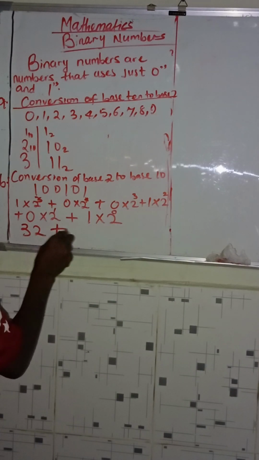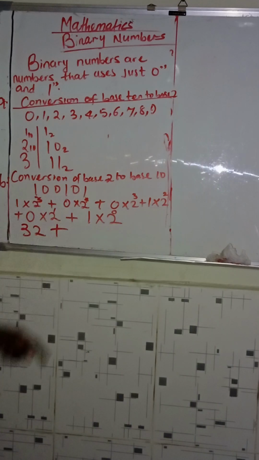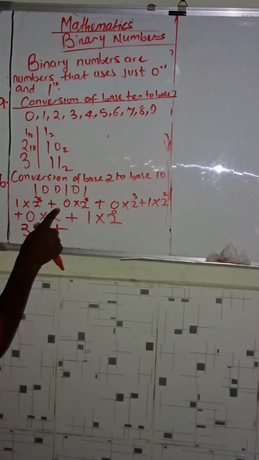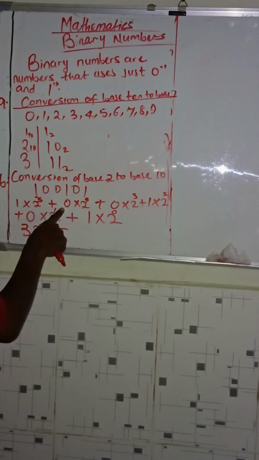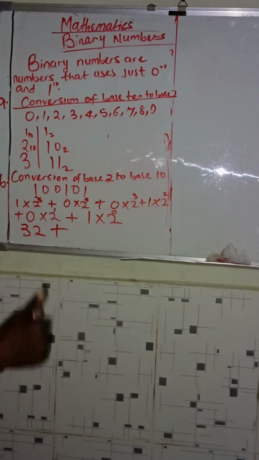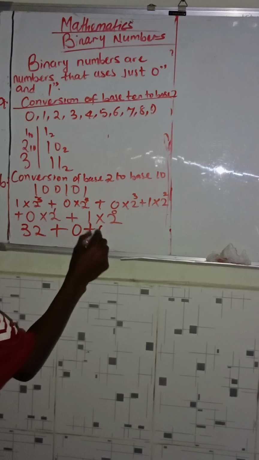32 plus, don't forget, 2 raised to the power of 4 is 16. All right. But there is a 0 here. There's a 0 around here. Anything multiplied by 0, even if it's a million, multiplied by 0 is going to give you 0. So I get my 0 here. And then another 0 is here, I get my 0.